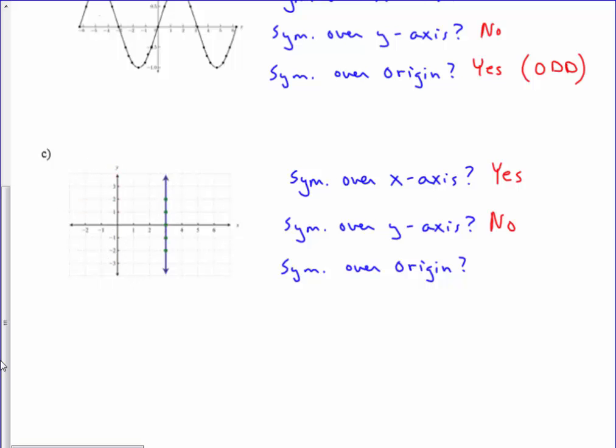Symmetry over the origin. That would mean that for the ordered pair 0, 0, for every point on this side, there would have to be another point equal distance on this side, and we can see that there is not. So the answer there would also be no. Because this is neither symmetric over the y-axis nor the origin, we would say that it's neither even nor odd.